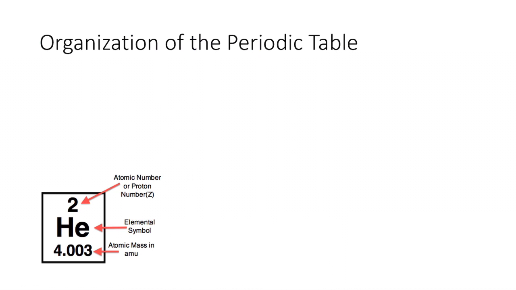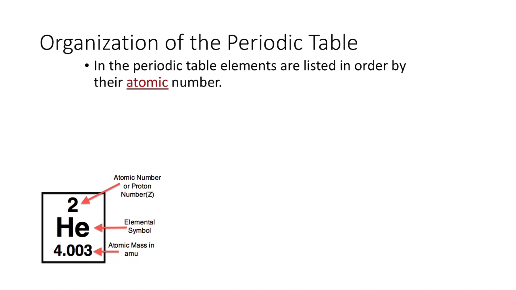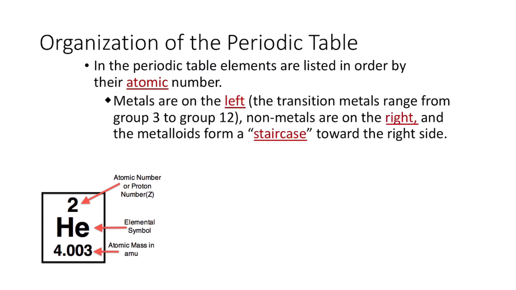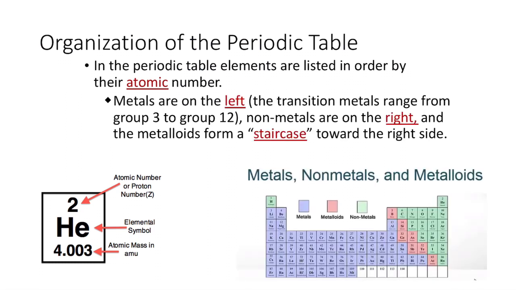Okay, so we're starting off with organization of the periodic table. In the periodic table of elements, the elements are clearly listed by the order of their atomic number. So remember from before that the atomic number is the same as the number of protons. Metals are on the left. The transition metals range from group 3 to group 12. Nonmetals are on the right, and metalloids form a staircase towards the right side. This is all information based on the diagram in the right corner.